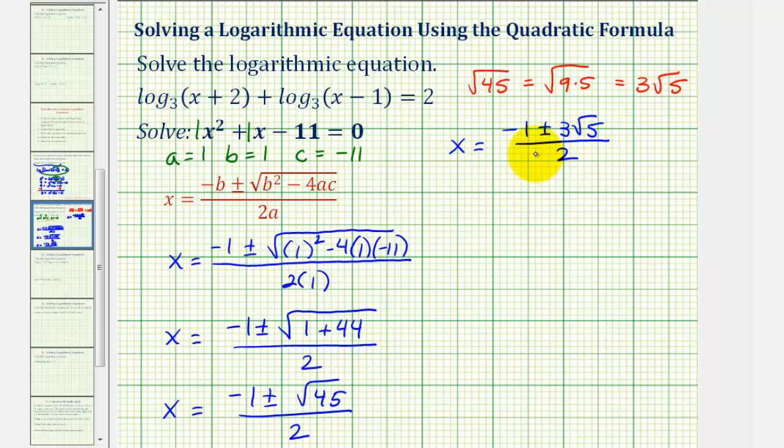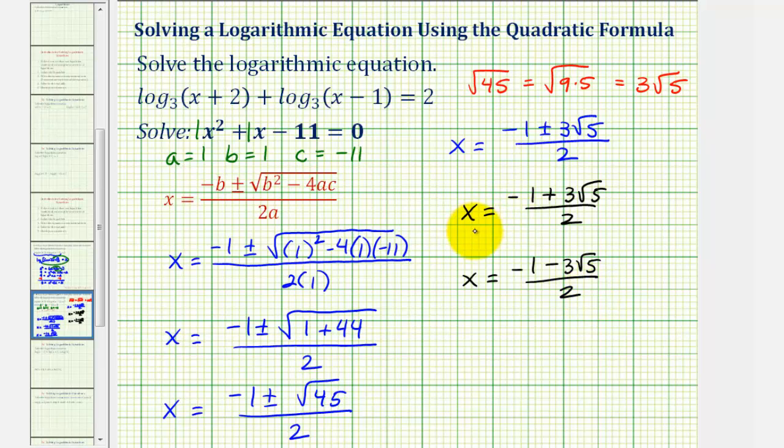Now remember, this represents two solutions. One solution is x equals negative 1 plus 3 square root 5 divided by 2. And the other solution is x equals negative 1 minus 3 square root 5 divided by 2. Now before we check our solutions, let's get the decimal approximations for these values. This first solution is approximately 2.8541. And the second solution is approximately negative 3.8541.